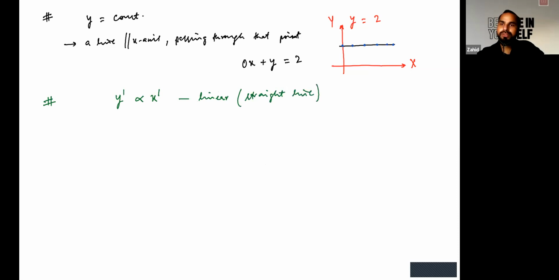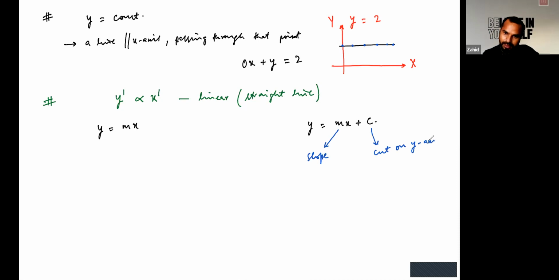Now, a straight line may have different forms, like first, y equals some m times x, and the second, y equals some mx plus c. What these terms actually mean, I'm giving you some relation. This m is called slope, and this c is called the cut on the y-axis. In mathematical terms, it is called the y-intercept.